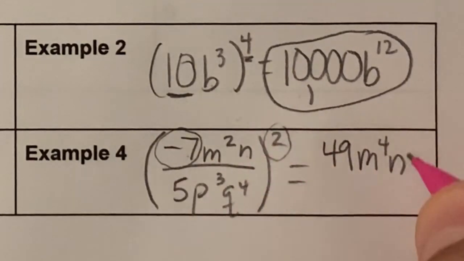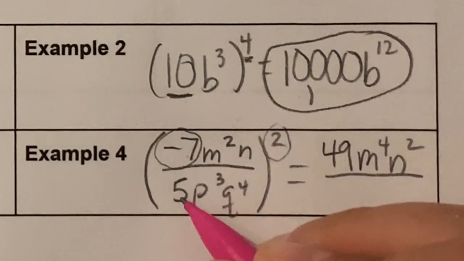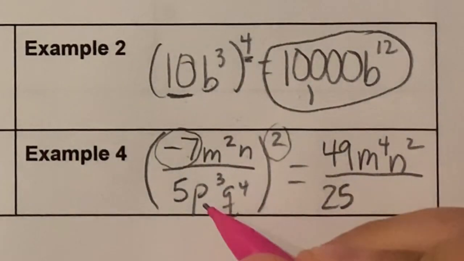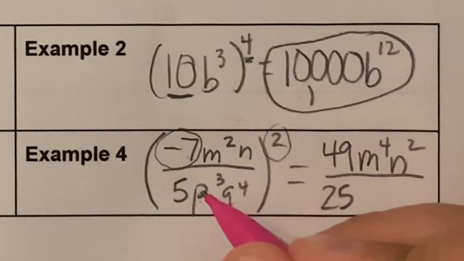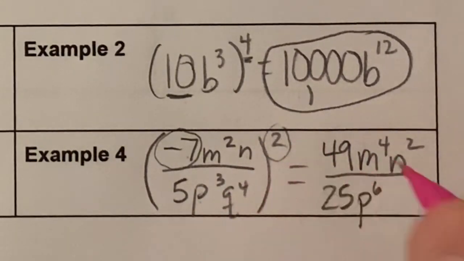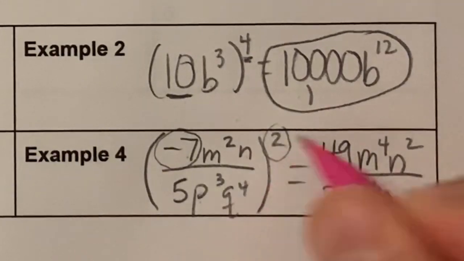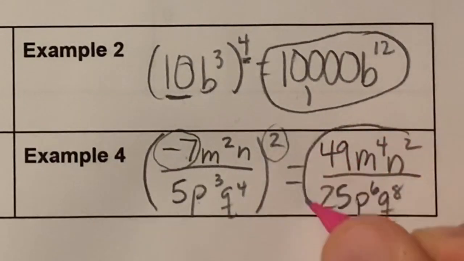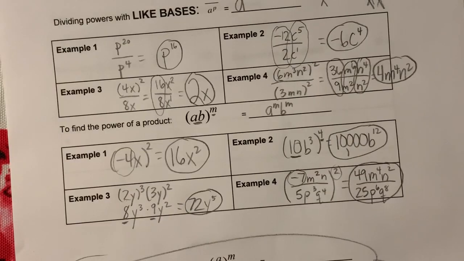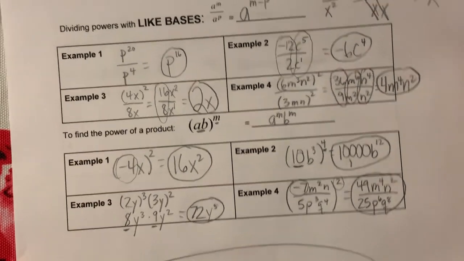N is by itself. We can just raise that to the 2nd. 5 to the 2nd power is 5 times 5, or 25. P to the 3rd to the 2nd is power to a power. I multiply. 3 times 2 is 6. Power to a power, I'm going to multiply. And 4 times 2 is 8. Final answer, 49 m to the 4th, n to the 2nd, all over 25 p to the 6th, q to the 8th. I hope this has been helpful, and you can use these skills for the questions that follow.